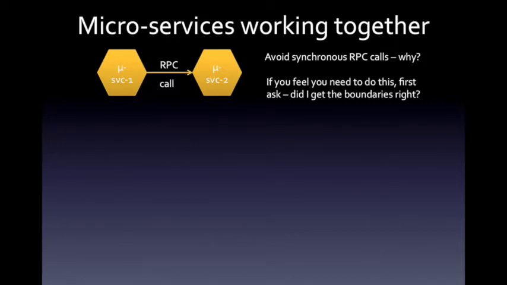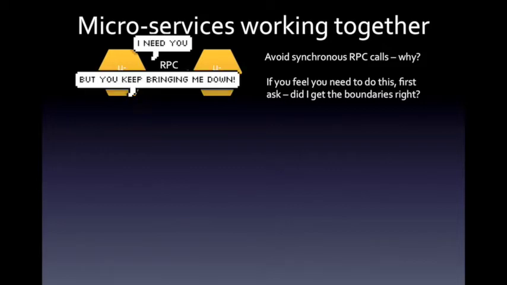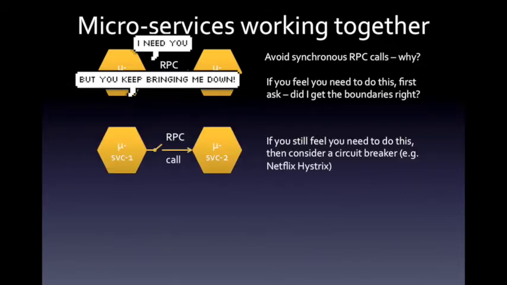And like I say, if you find yourself in a situation where they're so tightly coupled like that, maybe you've got the boundaries wrong, and maybe microservice 1 and microservice 2 just need to live together, stay together. Because microservice 1 says to microservice 2, I need you, but you keep on bringing me down. So when microservice 2 goes down, microservice 1 goes down with it.